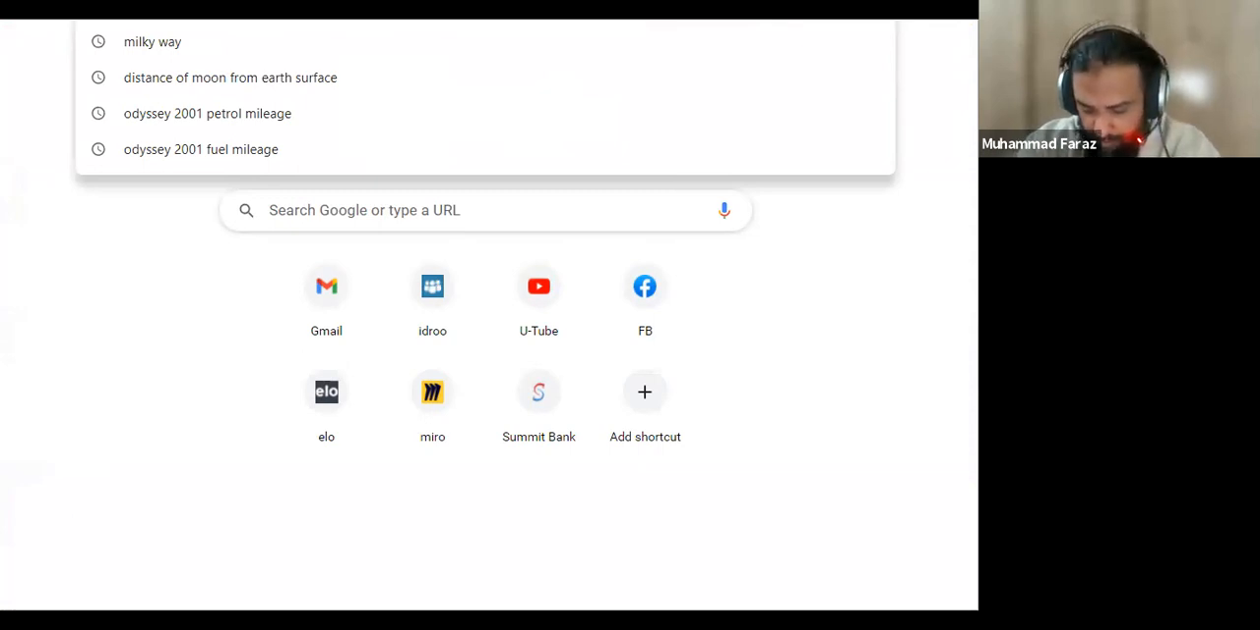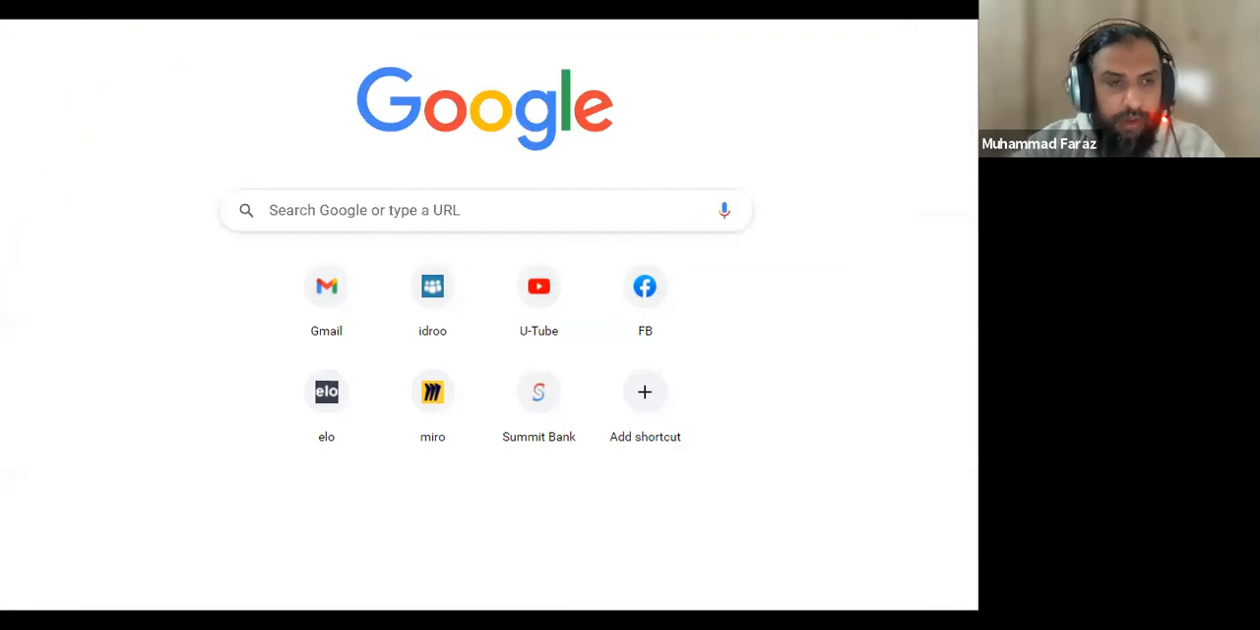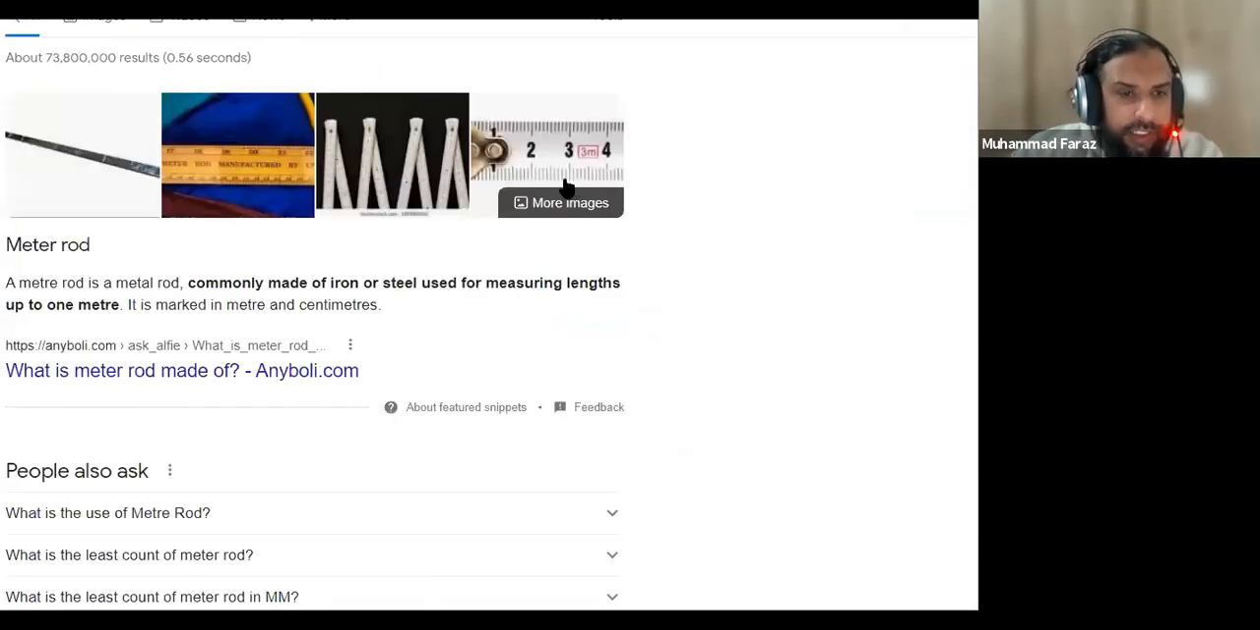Here we go. This is an example of meter rod. Let me go into images.